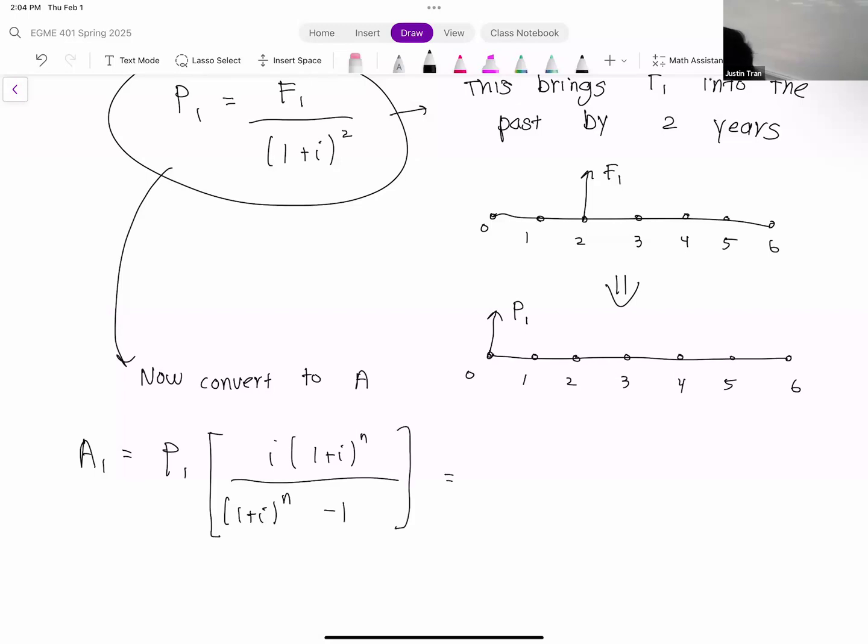Let's plug in for all the values here. So I just plug in for P1. P1 is F1 divided by 1 plus i, squared. Then we're going to multiply by i times 1 plus i to the n. Be careful here, because you're dealing with multiple n's: this conversion is for a uniform series for 6 years, so this n is actually 6. Then divide by 1 plus i to the 6th power minus 1.